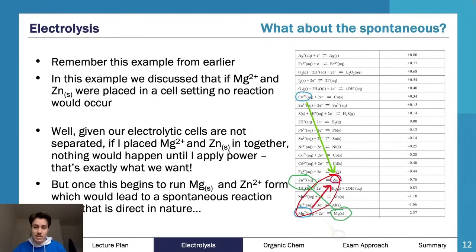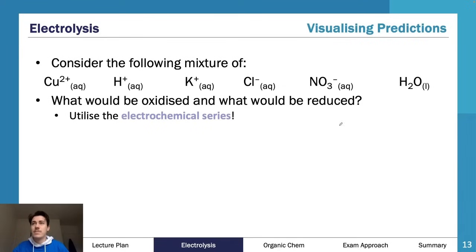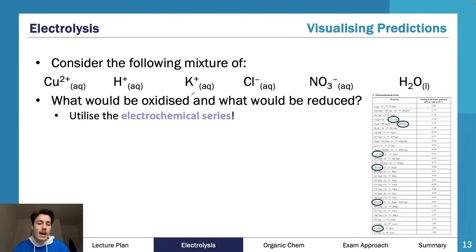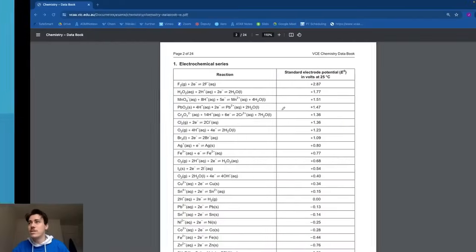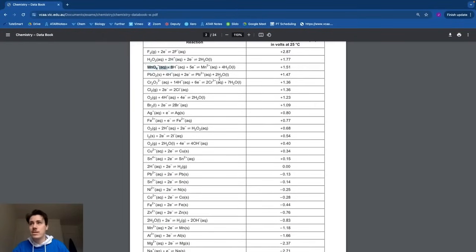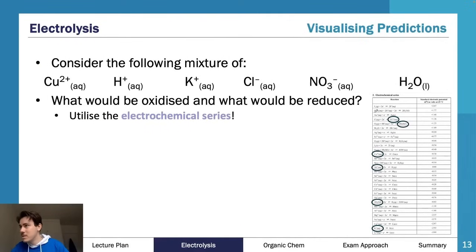Nonetheless, there are strategies to get around this, as you can see there. So let's now consider all of these products. Let's just say that we have a mixture of all of these things in our container. And once again, I do have the old electrochemical series. This is the new one, by the way. You can see here there's very, very little changes. They've removed gold and they've added these three. So very little changes. As you can see, there was gold up here. They got rid of that. Very, very minimal changes. What would be oxidized and what would be reduced?